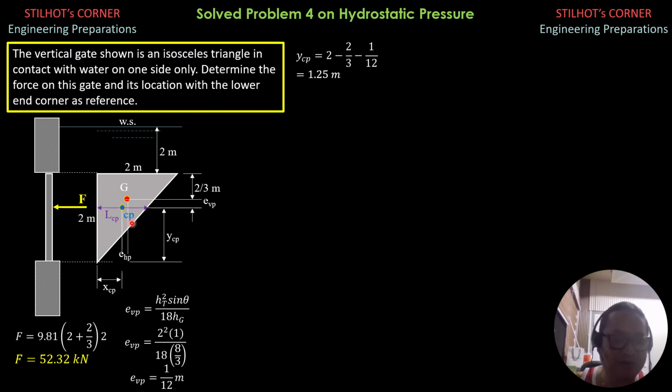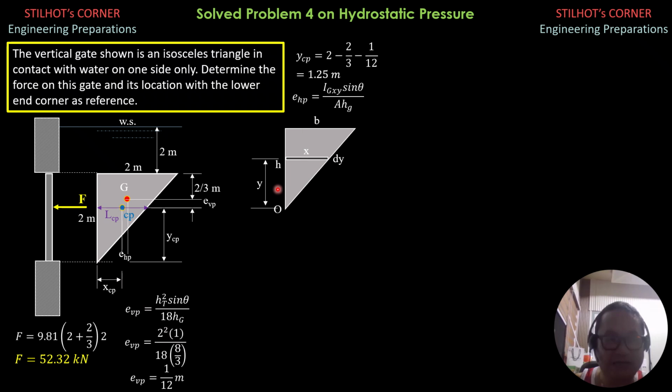Then, let's solve for E sub HP. It is equal to the product of inertia with respect to the centroidal xy axis, so Igxy sine theta over area times Hg. That's the formula. Now let's derive the centroidal product of inertia of this orientation of the triangle as shown. So this is our strip. Let's have a horizontal strip for simpler expressions.